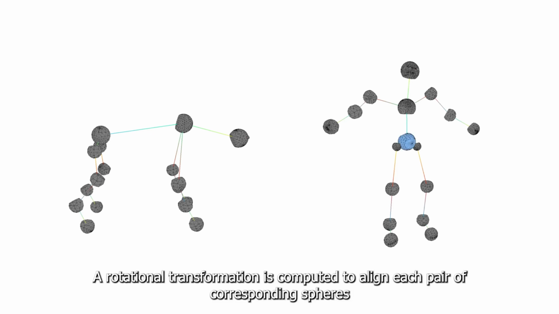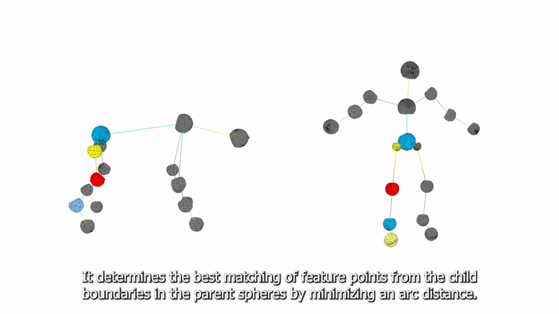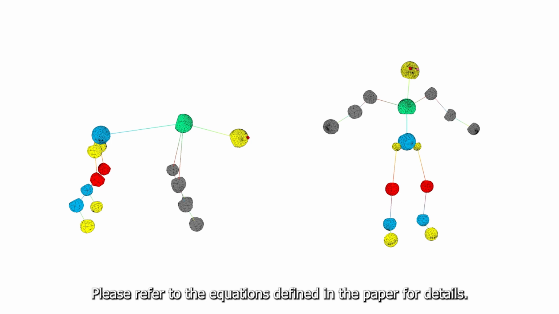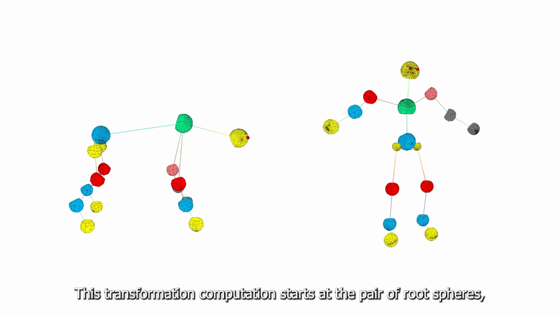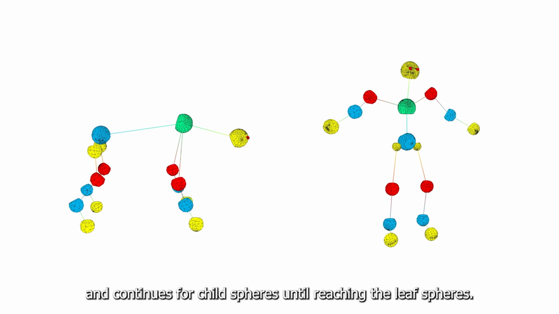A rotational transformation is computed to align each pair of corresponding spheres. It determines the best matching of feature points from the child boundaries in the parent spheres by minimizing an arc distance. Please refer to the equations defined in the paper for details. This transformation computation starts at the pair of root spheres and continues for child spheres until reaching the leaf spheres.